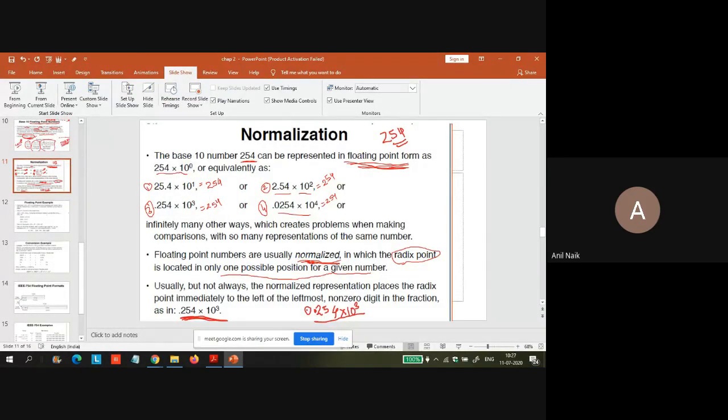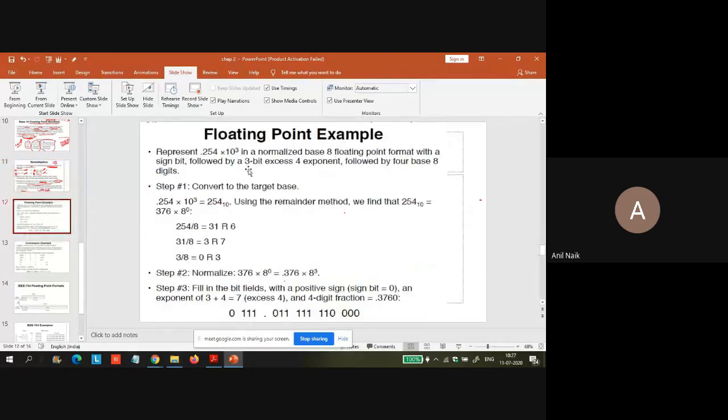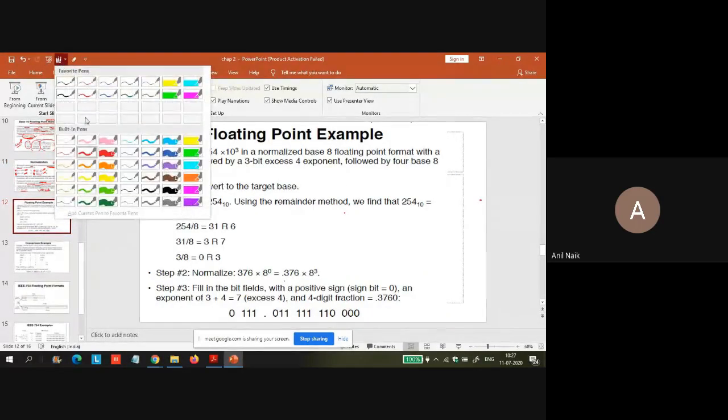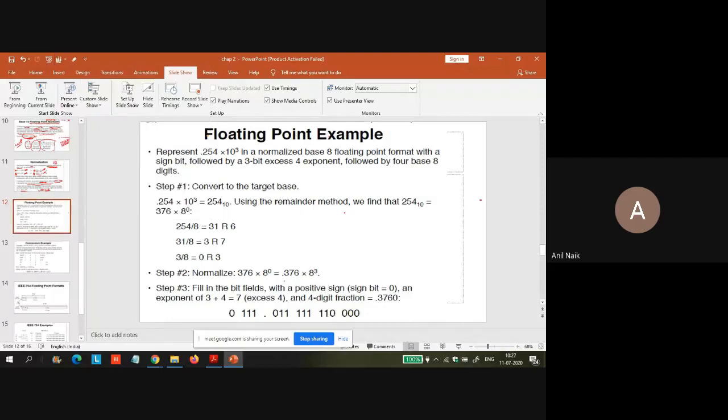something like 254 that we can represent in this form. We have to shift the decimal point to the leftmost bit. Okay. Then this is the example they have given. So here what to do? Represent 0.254 into 10 raised to 3. This is the one number they have given. Represent this number in a normalized base 8 floating point format.